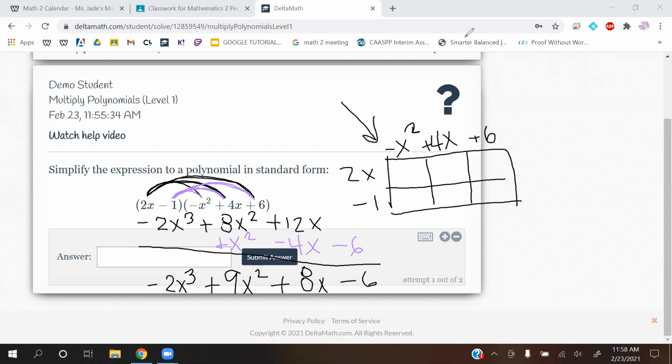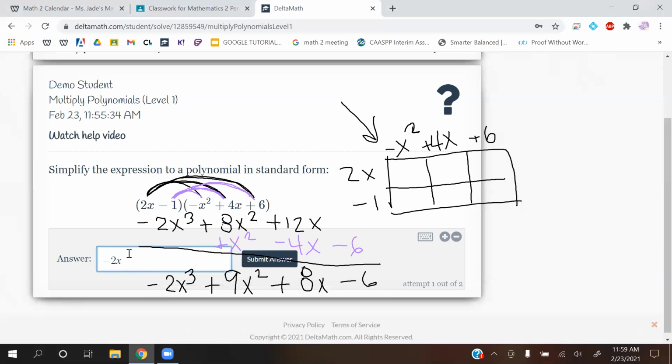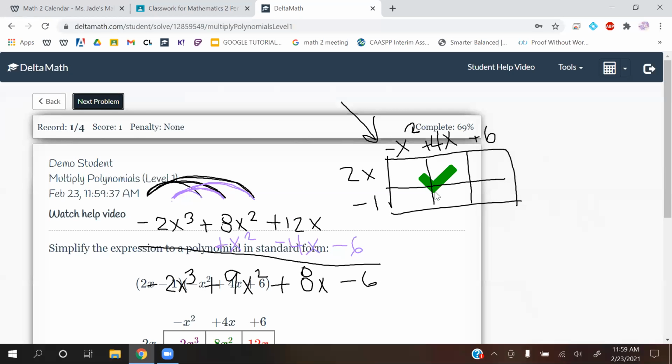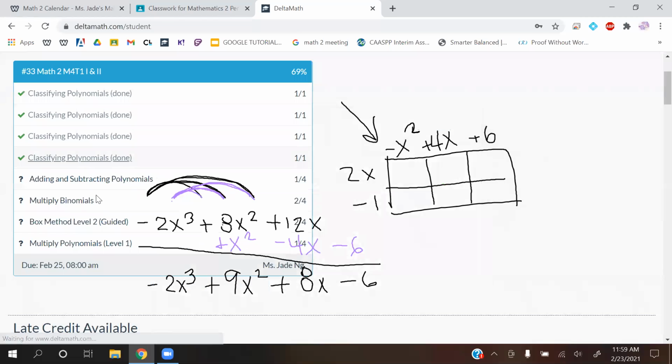Are there any questions on this one? I'm going to type it in. Okay, I just typed it in. I'm going to submit the answer. And we got it right. So let's go on to the original thing.